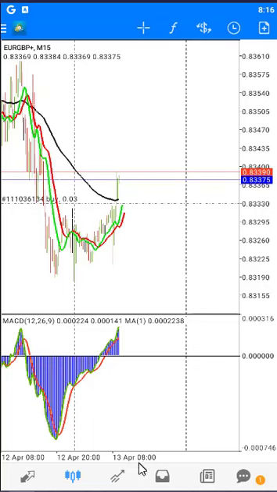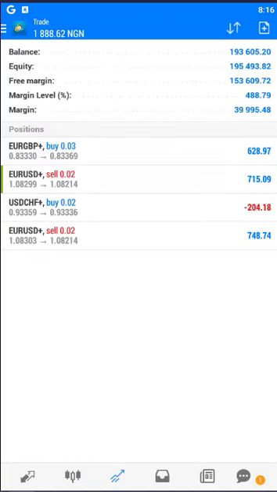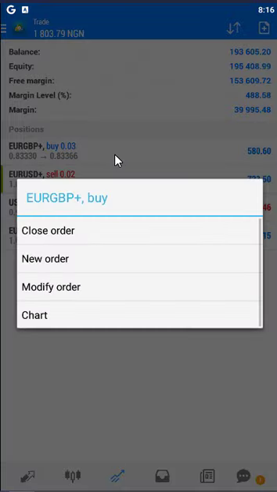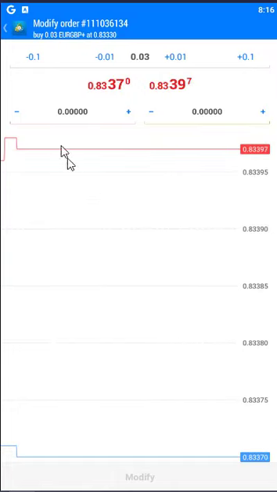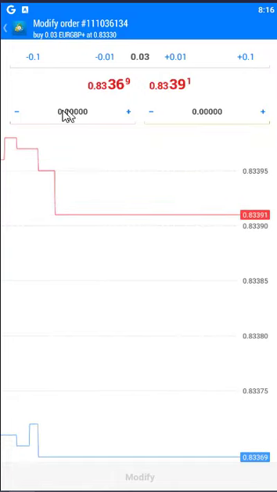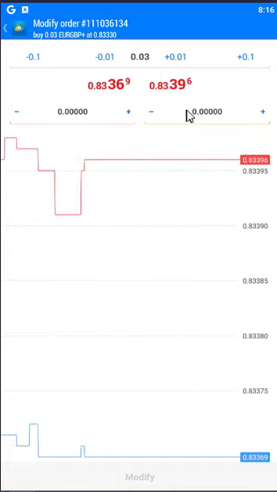Okay, let's get back to the trade here. To set it, you can click and hold the trade. This is EURGBP we are setting it for now. You click and hold the trade, and these options will come out. You click on modify. The one over here is for the stop loss, and here is for the take profit.